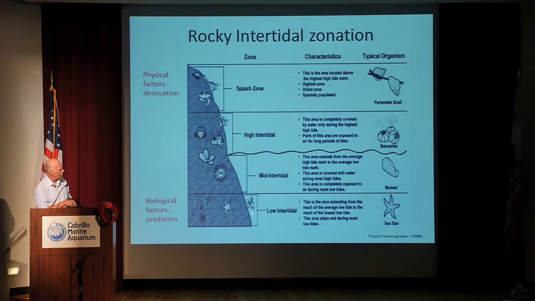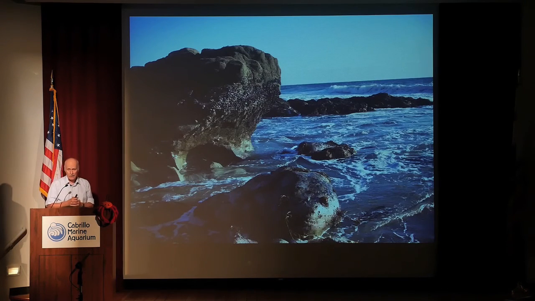As we move down to the low intertidal, the areas become covered by water more and more often, and so it's less and less physically stressful, until when we get down into the low intertidal here, it's close to being underwater all the time, and we find that biological interactions between the organisms dominate that. So you can see that zonation here.